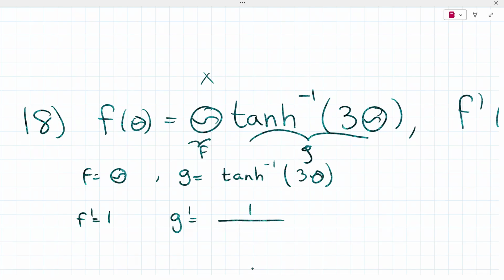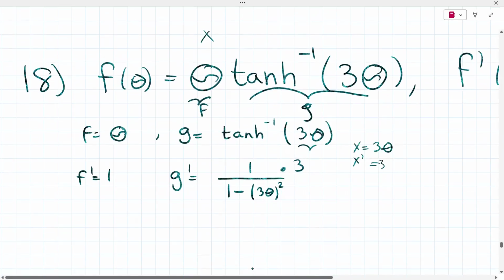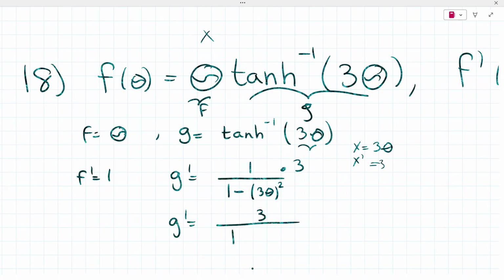1 over 1 minus x squared. So your x is like your 3 theta. So it's going to be 1 minus 3 theta squared, times the derivative of x, x prime. So the derivative of x is 3. So g prime is going to be 3 over 1 minus 3 theta squared, which is 9 theta squared.